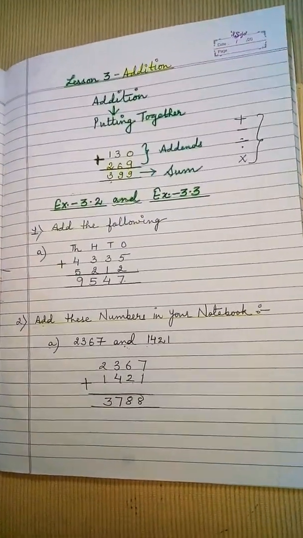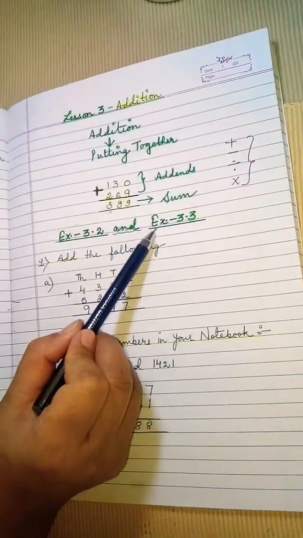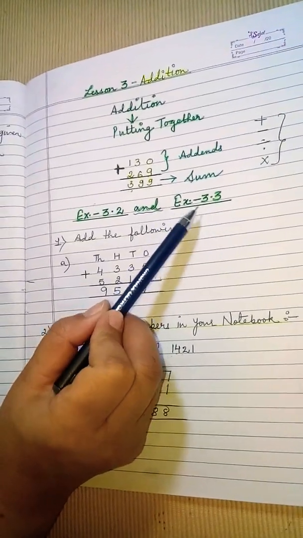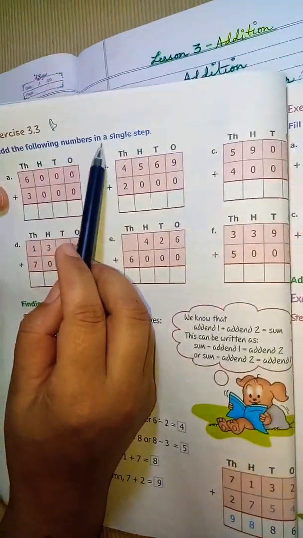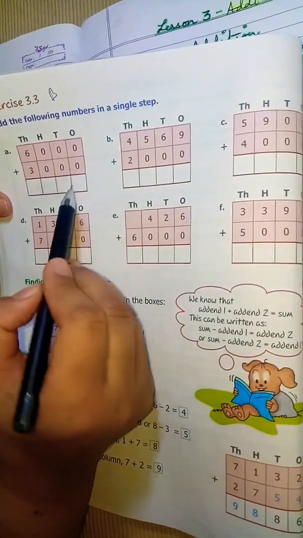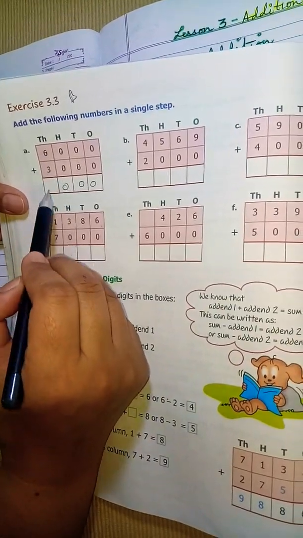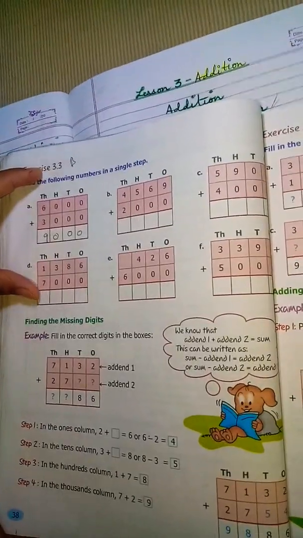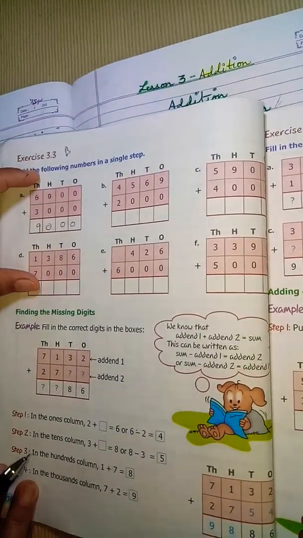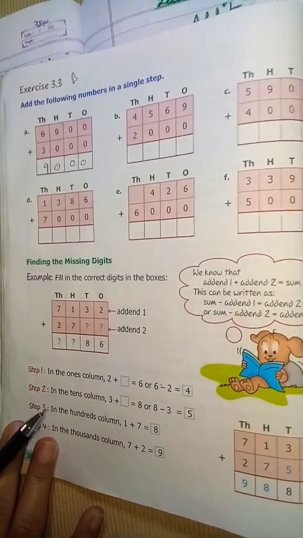You can do it. Another thing children, along with 3.2 part 2, you will also be doing exercise 3.3 in the book itself. Add the following numbers in a single step. Alright, 0 plus 0 is 0, 0 plus 0 is 0, 0 plus 0 is 0, and 6 plus 3 is 9000. Okay, so this can be done in the book itself, because in these sums you don't have difficult questions, simple sums. So do it in your fair copy.